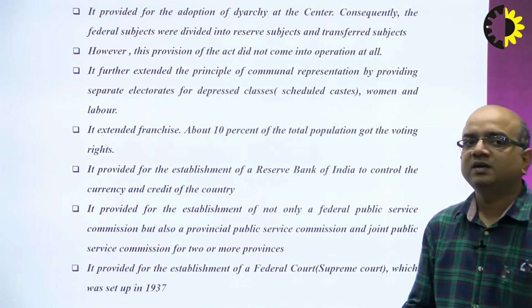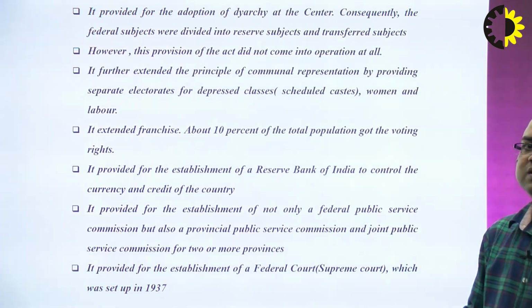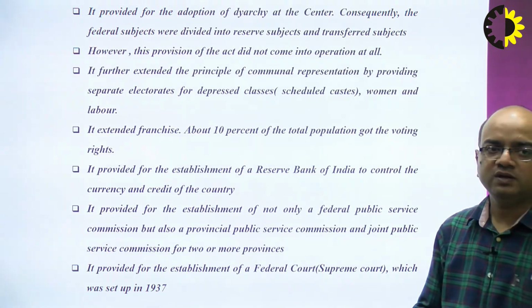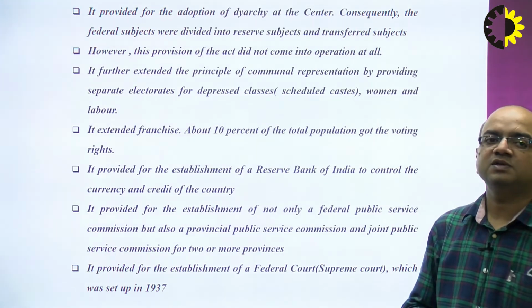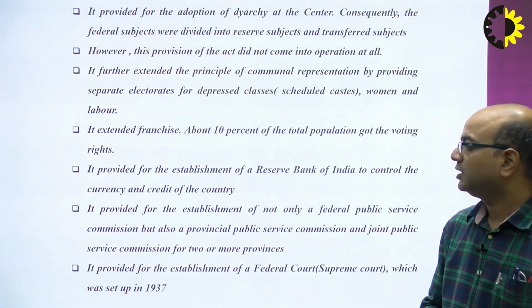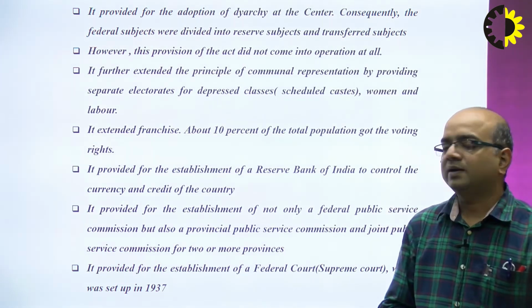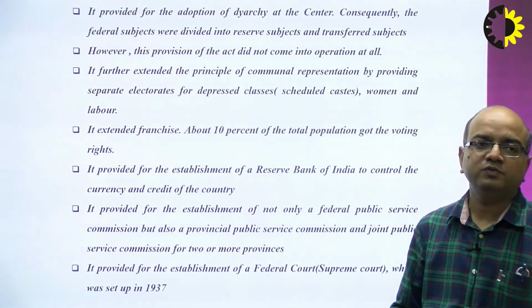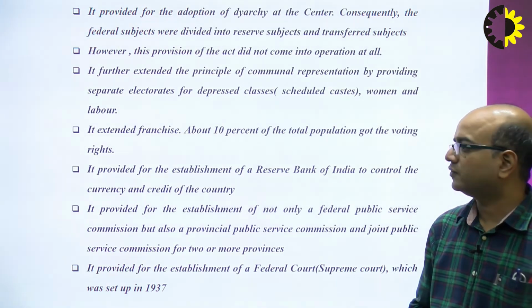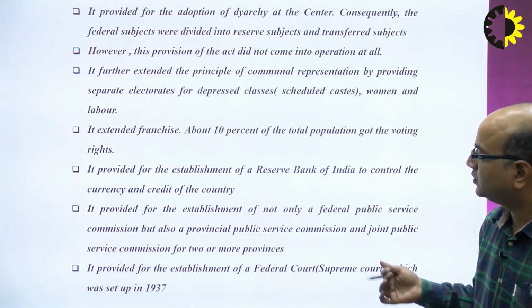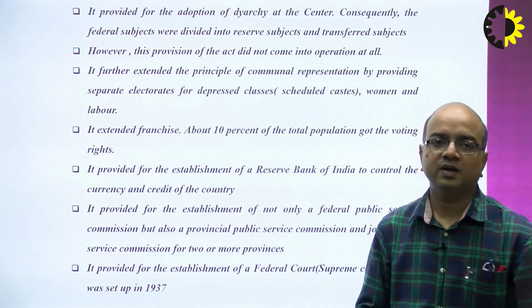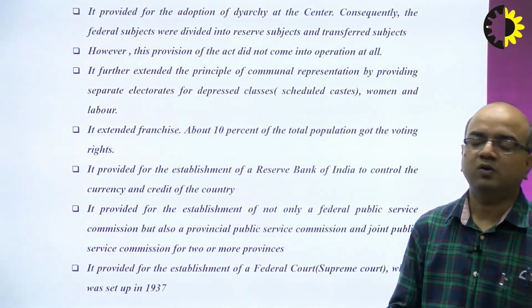Then it extended the franchise and about 10% of the total population got voting rights, and it provided for the establishment of a Reserve Bank of India, which was meant to control the currency and credit of the country. How would it be controlled if there is no official or formal body having the power to control currency and credit or the loans?